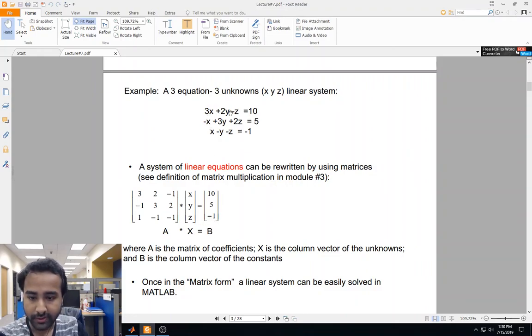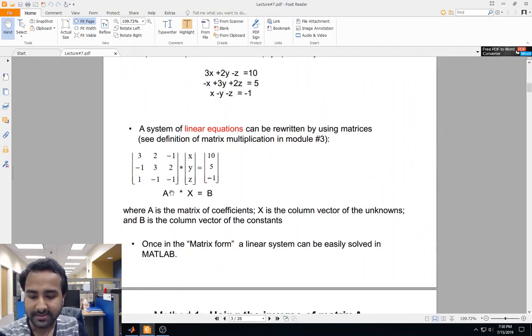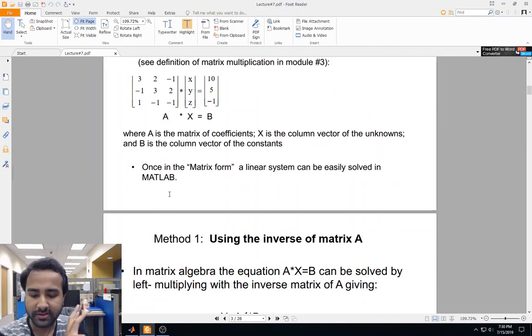And if you notice, they're all in order. So it's x, y, and z, x, y, and z, in each row. You need it to be in this order in order for the matrix math to work out. So now that it's in this matrix form, you can solve this in Matlab using a couple of techniques, but we'll go over two methods.